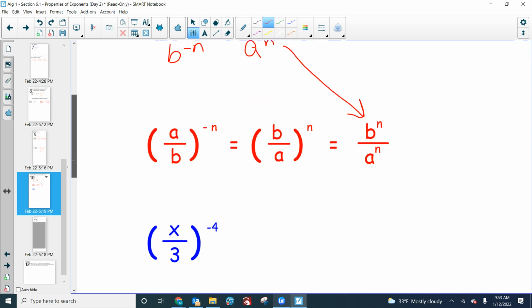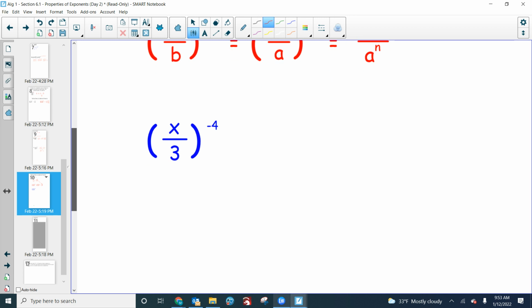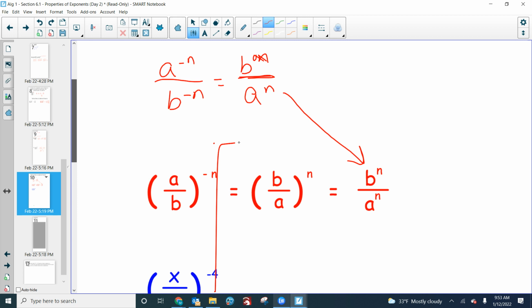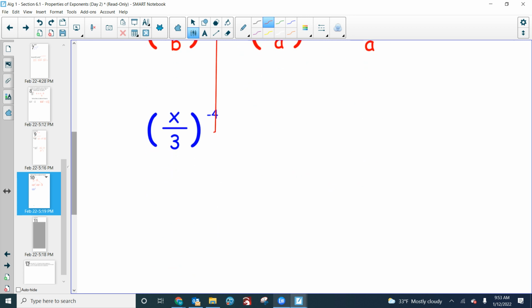Okay? All right, so how do I get rid of the negative? How do I make the negative 4 a positive 4? What do I want to do with the fraction inside, flip it? So here's what we want to do, guys. I want to flip this. Everybody see what we just did? Just flipped it. And then that's going to make my negative 4 become positive 4.